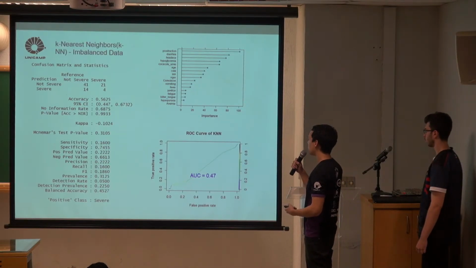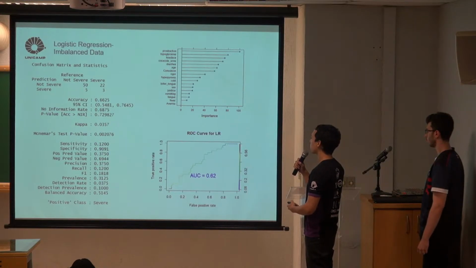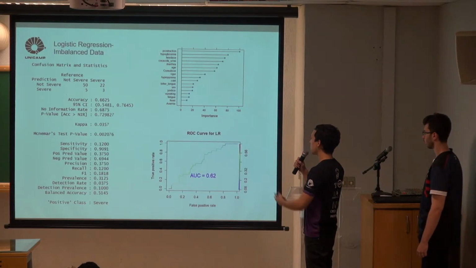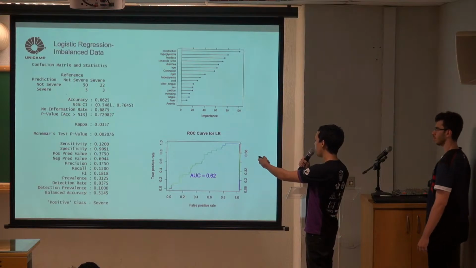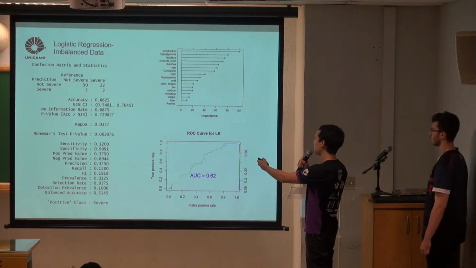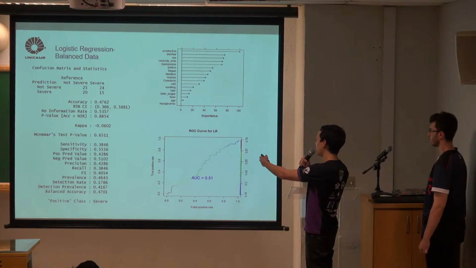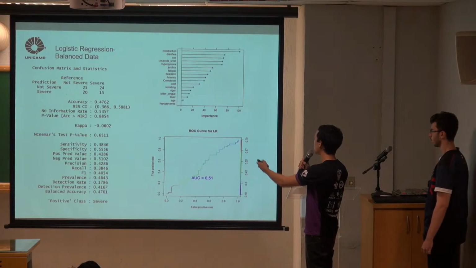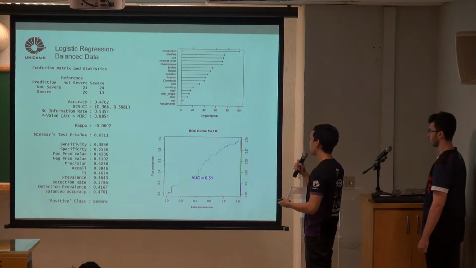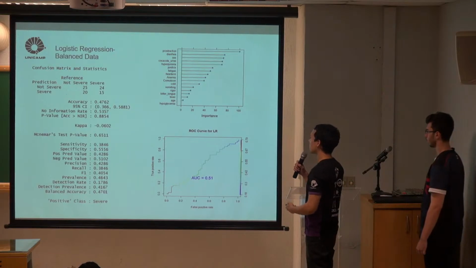And we did this for k-nearest neighbors, for the logistic regression, and we can see here we have a low sensitivity, a high specificity, and then we have a more spread confusion matrix with the balanced data, showing that it is a better model with balanced data.